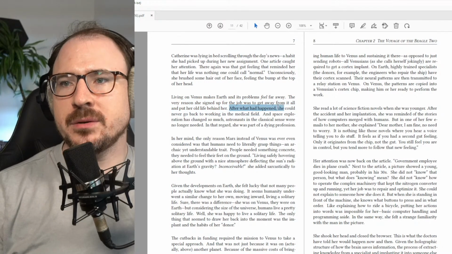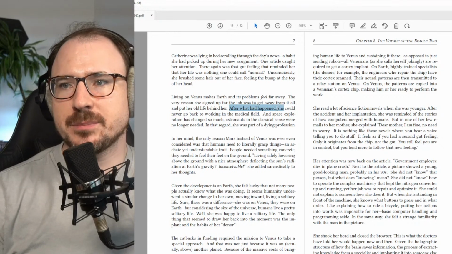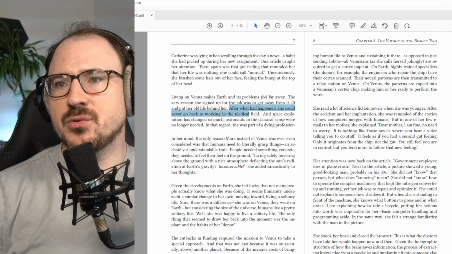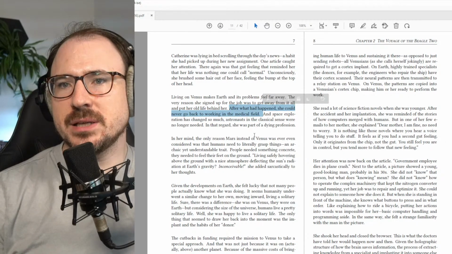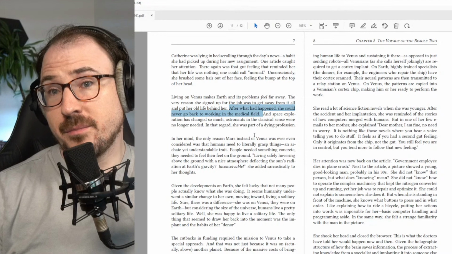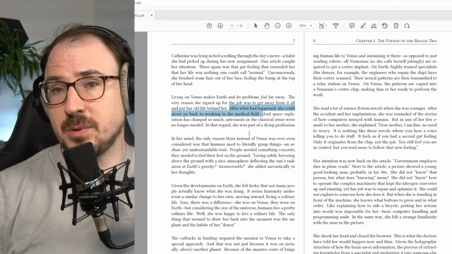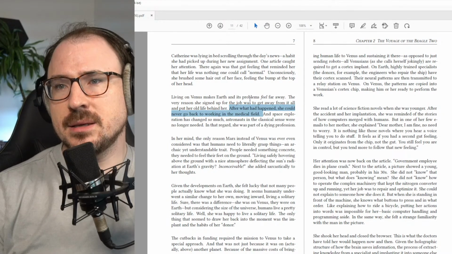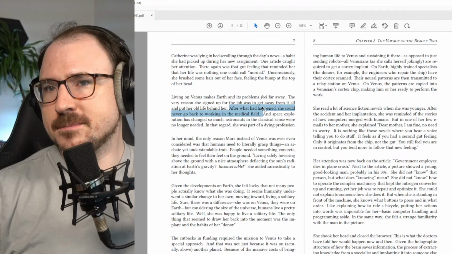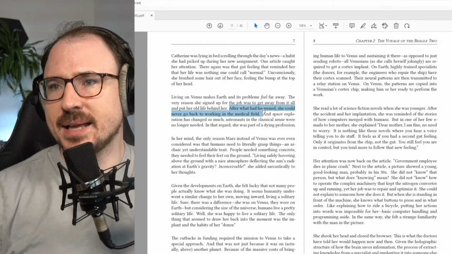After what had happened, okay, that is a reference back to chapter 1. She could never go back to working in the medical field. So why is it in the medical field? Does that mean that she's responsible in the medical sense? Again, more questions than answers.